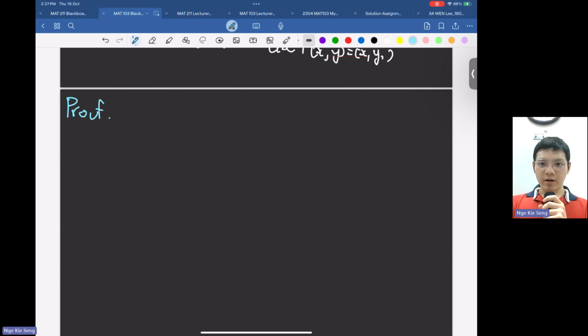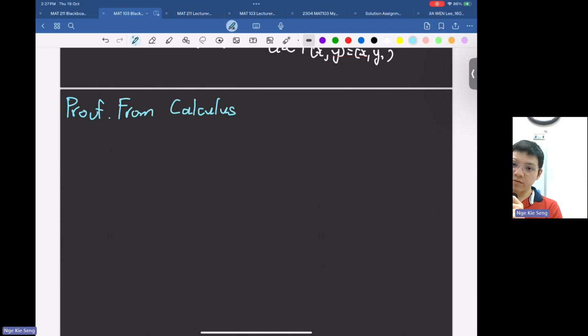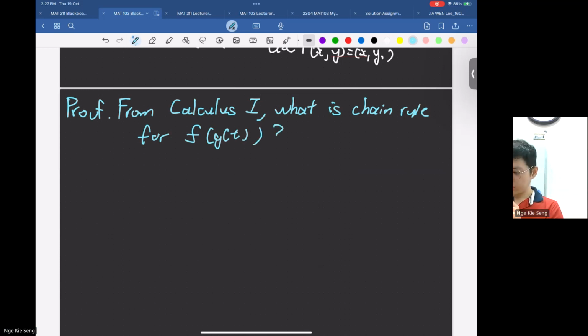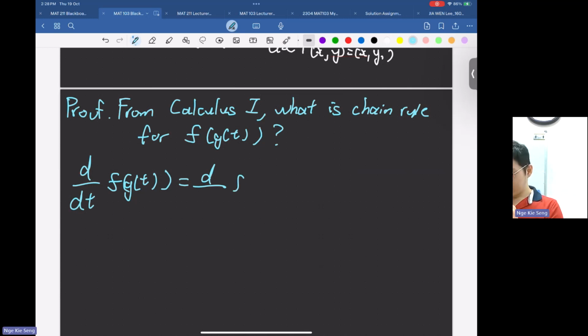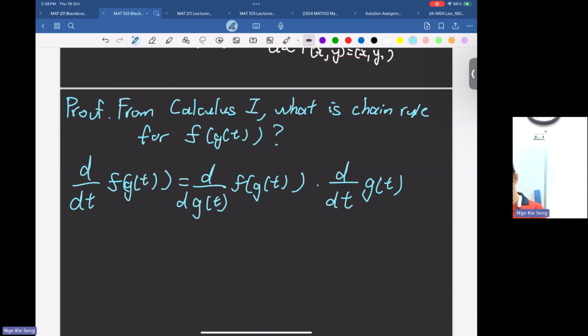Okay, so we need to recall from calculus 1. From calculus 1, what's the chain rule for composite function f(g(t))? If I want to differentiate f(g(t)) with respect to t, what do we get? We get the derivative of f with respect to g(t), times the derivative of g(t) with respect to t. Okay, so this is the thing you should know.